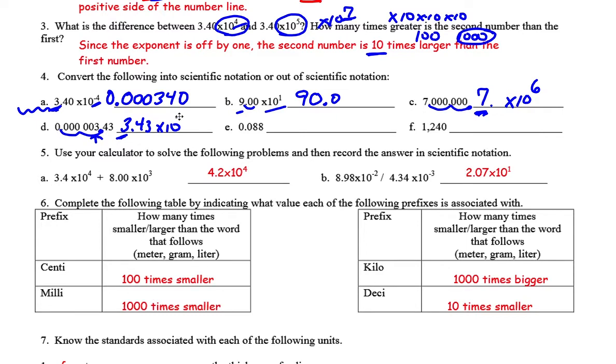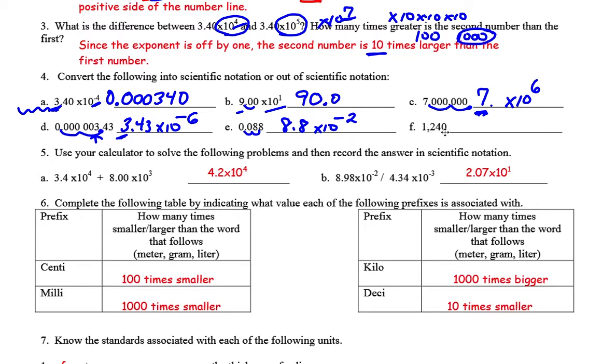So 3.43, but we want to tell somebody that this was a small number between 0 and 1, so we want to put a negative exponent. 1, 2, 3, 4, 5, 6. So positive exponents tell somebody it's a big number. Negative exponents tell somebody it's a small number. Now, 1, 2, 8.8. Again, it's a small number, so we say times 10 to the negative second. It's between 0 and 1.